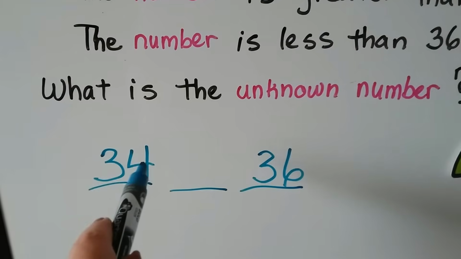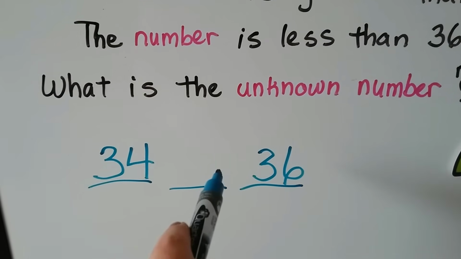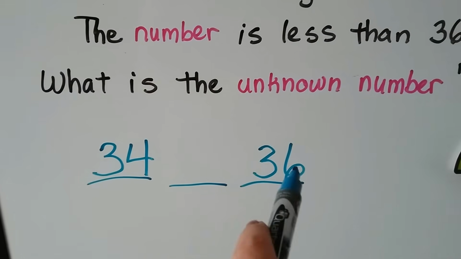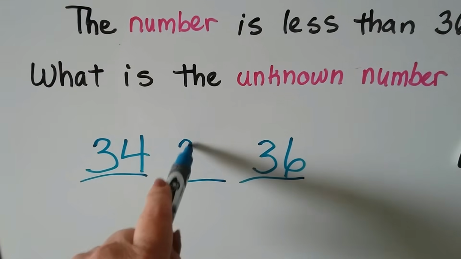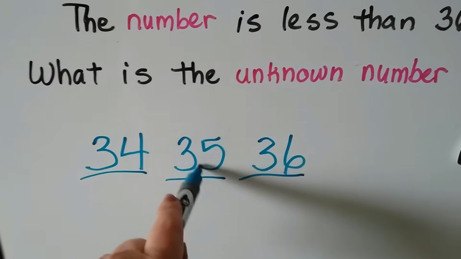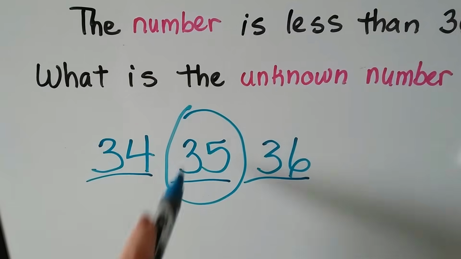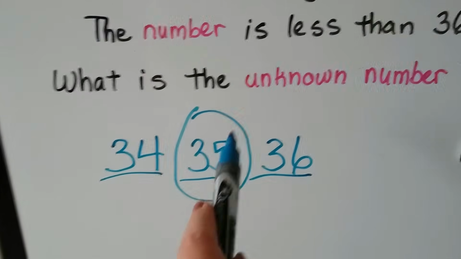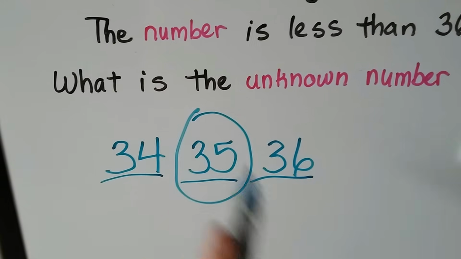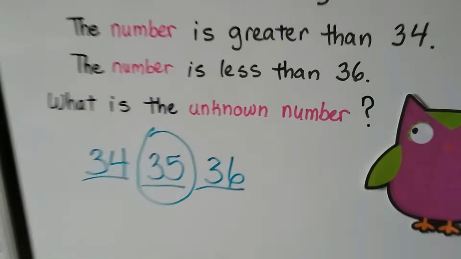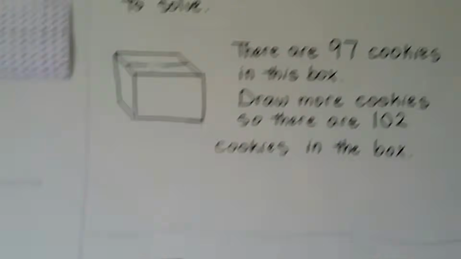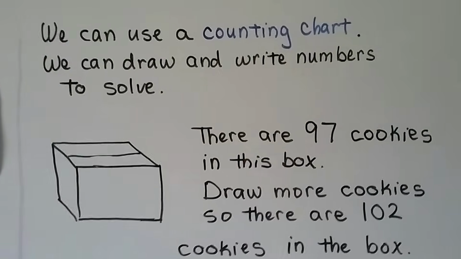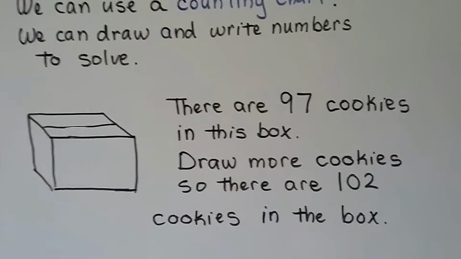We look at the ones place. It goes 4, and then the missing number, and then 6. If you said 35, you're right. That is the missing number. It's greater than a 34 and it's less than a 36. It comes right in between them. See? We can use a counting chart. We can draw and write numbers to solve this problem.